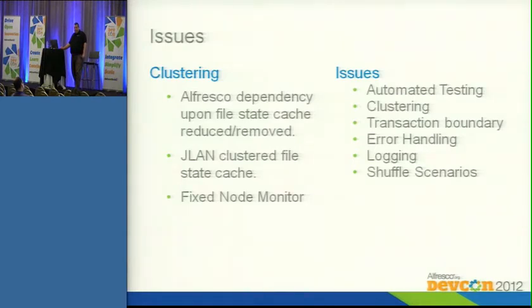The other issue is that we had certain data being cached in the file state cache that shouldn't be cached. So we removed and reworked that dependency, and at that point, protocols like FTP work clustered. And I've just got the third point, which is I fixed the node monitor, which is a low-level detail, but that was done. So CIFS clusters once we've done those three things.